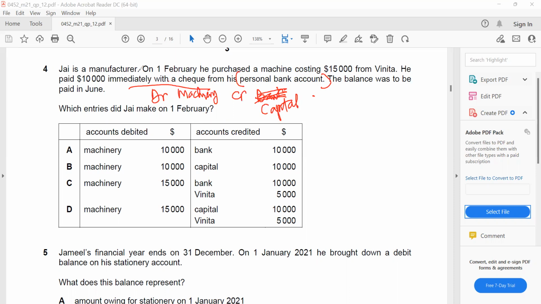The balance was to be paid in June. The balance going to be paid in June means it is on credit, you are owing Vinita. So another entry: debit machinery and credit Vinita. If the question gives the name, you have to put the name. So the answer will be debit machinery 10,000, and this is a bank, so we should take the option with capital, because here it is capital. These two amounts are the same, but one is bank and this is capital. Now let's move on.